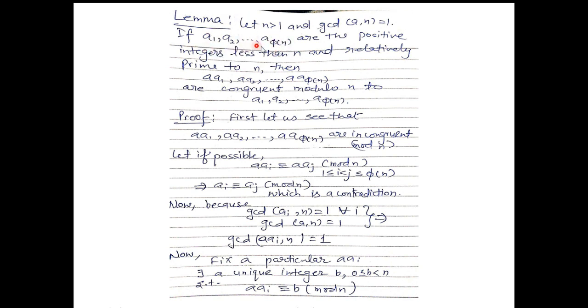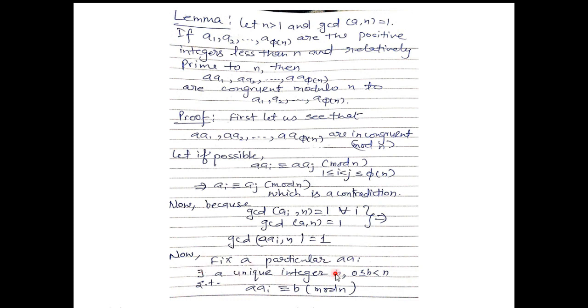incongruent. So we got a contradiction. That means a a1, a a2, up to a a phi n are incongruent modulo n. Now, because GCD of ai and n is 1 for all i and GCD of a and n is 1, if we combine them, we get GCD of a ai and n is 1. This result we have seen earlier.